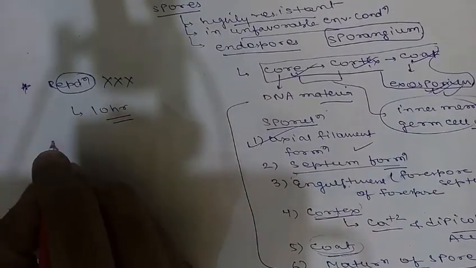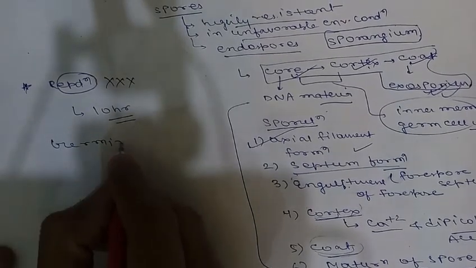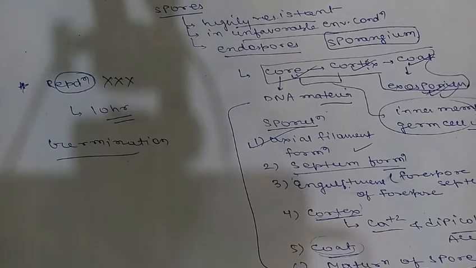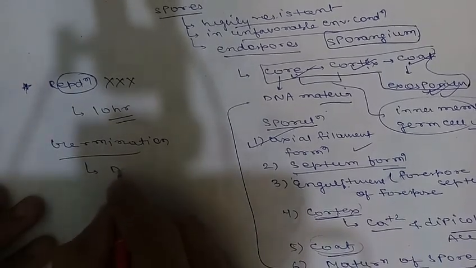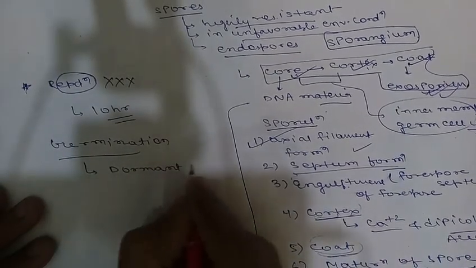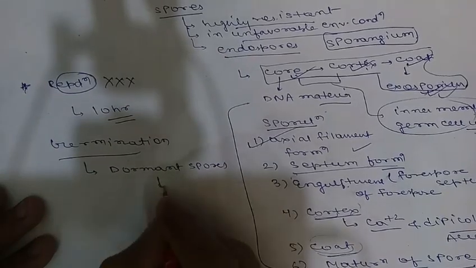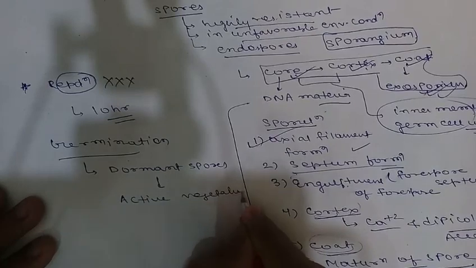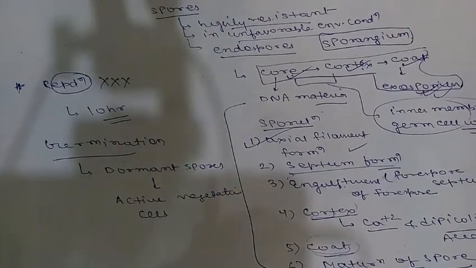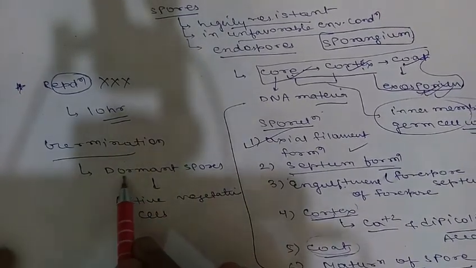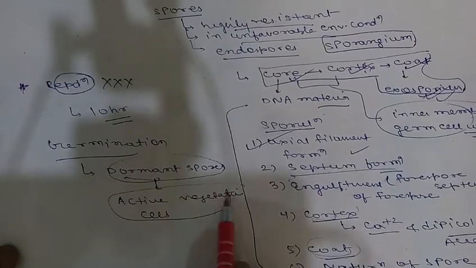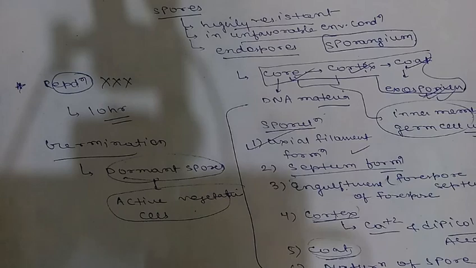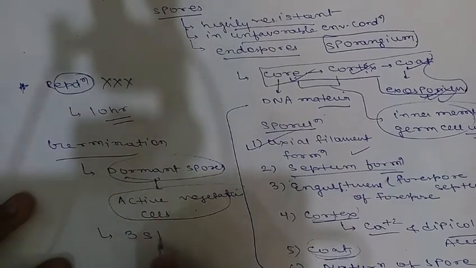Now we will move to the next topic, germination. It is the transformation of dormant spores into active vegetative cells when grown in a nutrient-rich medium. Germination comprises 3 stages.